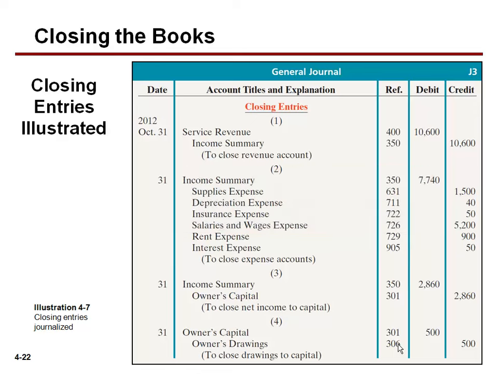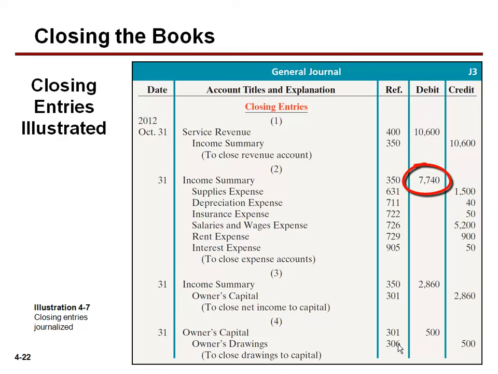Second closing entries. Look at all our individual expense accounts and their balances. We had $1,500 in our supplies expense account. It's a debit balance. We'll do the opposite entry. We'll credit that account as we'll credit all our other expense accounts: depreciation expense, insurance expense, salary and wages expense, rent expense, and interest expense. Credit entries here will close out those accounts when they're posted into the ledger. The summary of all those credits equals $7,740, total of our expenses. We'll debit our income summary account.